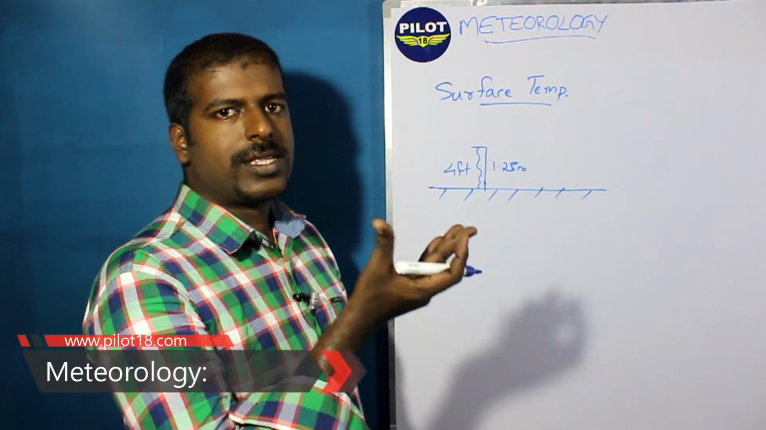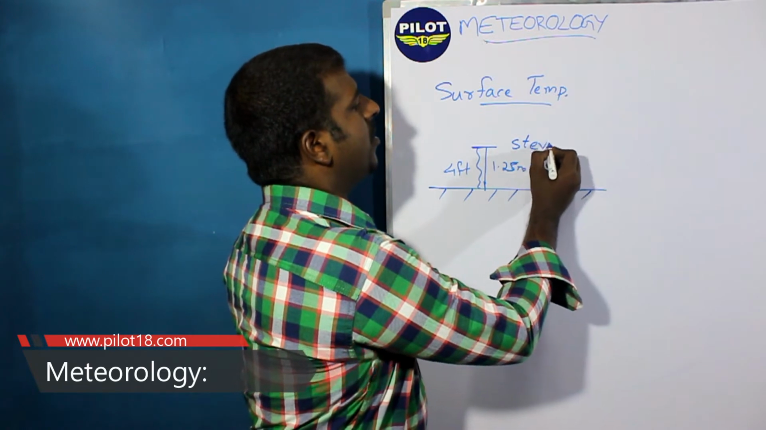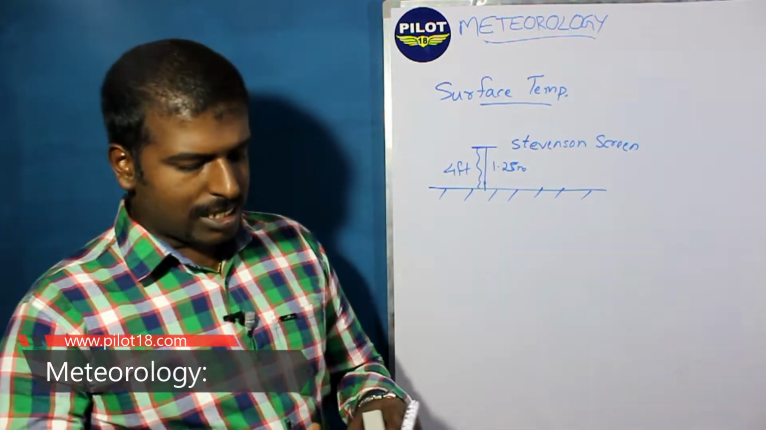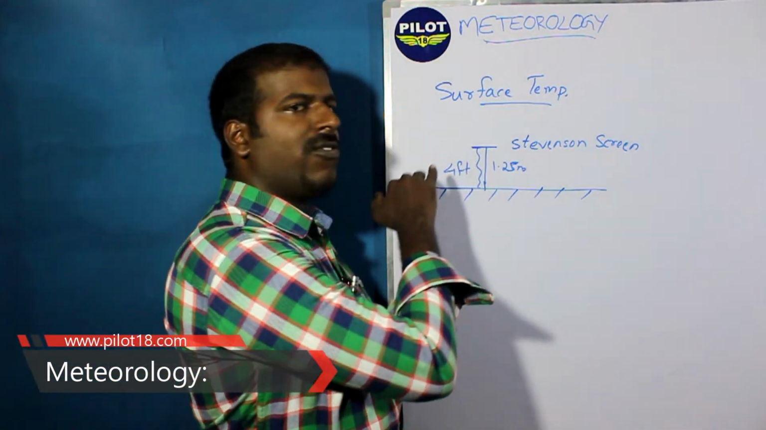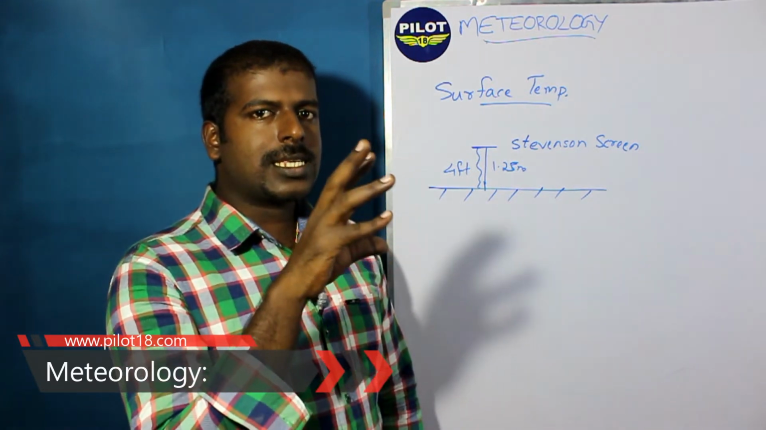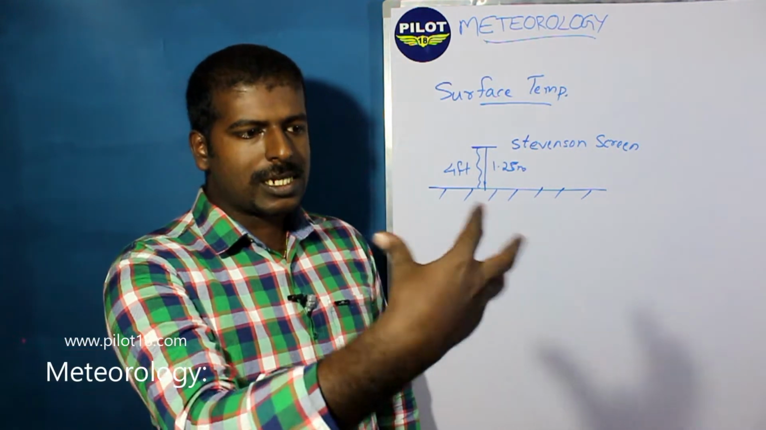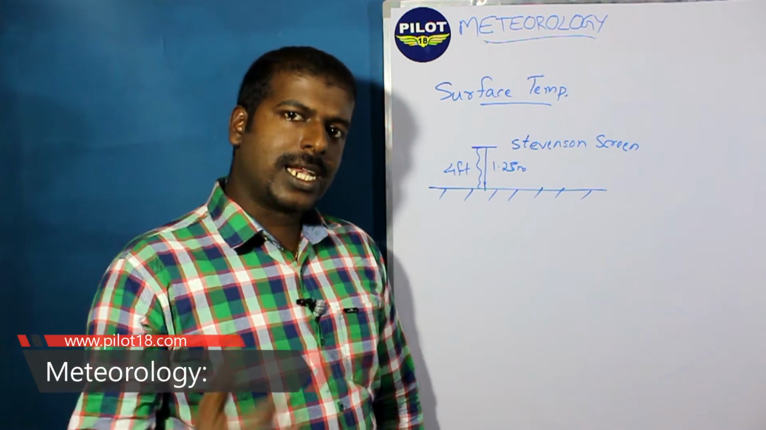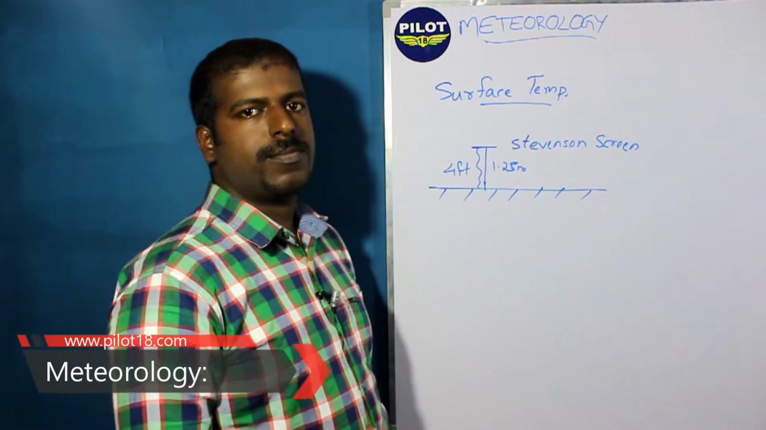To avoid direct contact with Earth, we use a screen called Stevenson screen. And this temperature is not measured in the place where direct sunlight falls. It is measured from some shade and at 4 feet height. And the Stevenson screen is not directly open towards the sun. It is directed towards the opposite side of the sun to prevent solar radiation directly heating up the thermometer. Okay, so this is how surface temperature is measured.